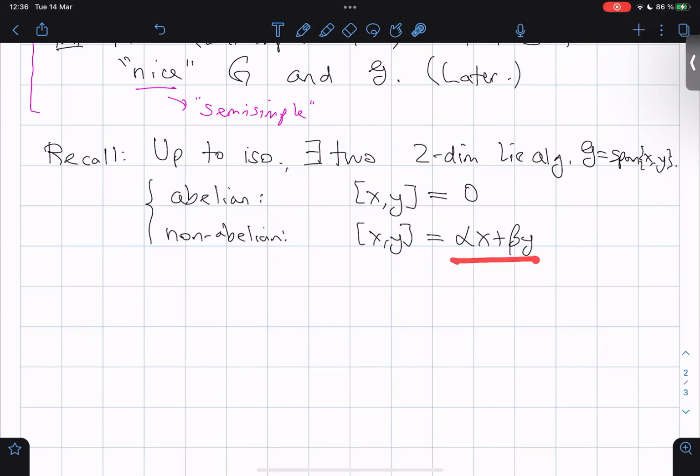In general, it's going to look like this, but as an exercise, show that if it's presented to you abstractly like this, you could choose a basis so that you can normalize how this looks, and you can make it look like that. So you start out with alpha x plus beta y, assume it's non-zero. Now choose a basis so that it looks like this. Let me call this a star. This guy is not nilpotent, but it is solvable.